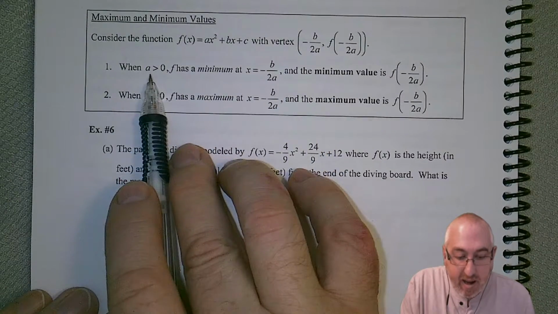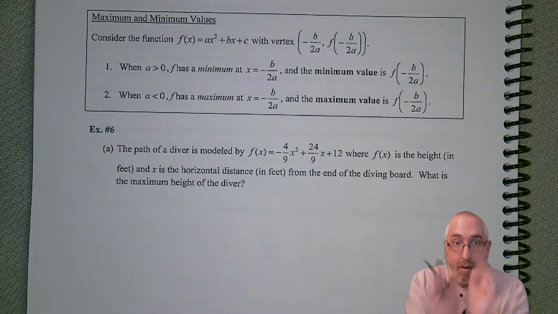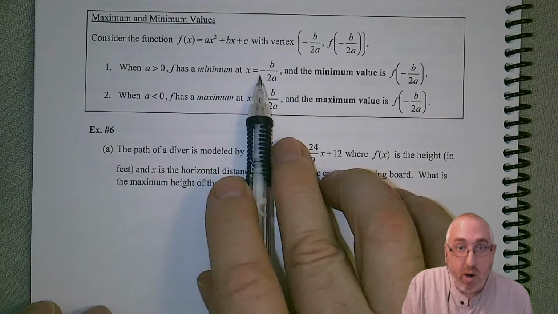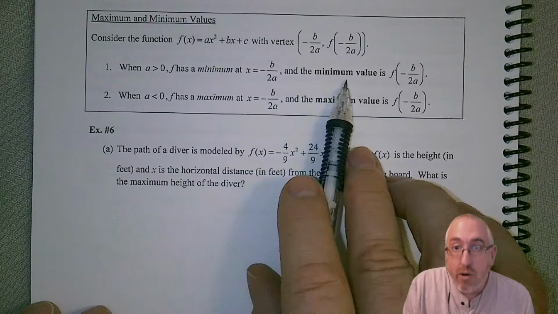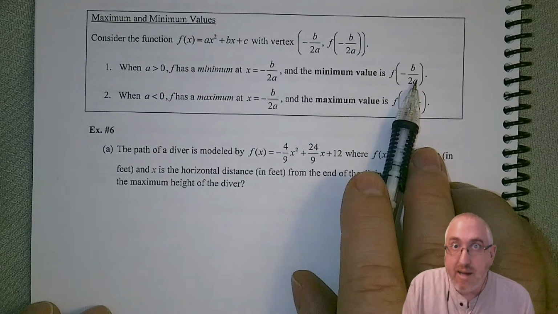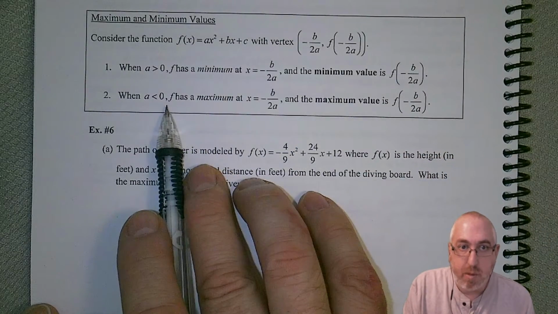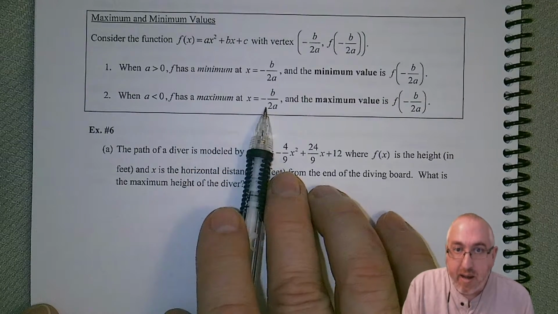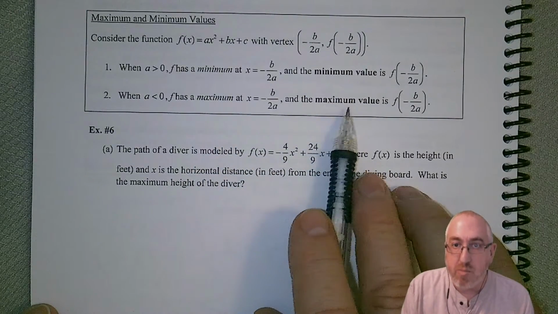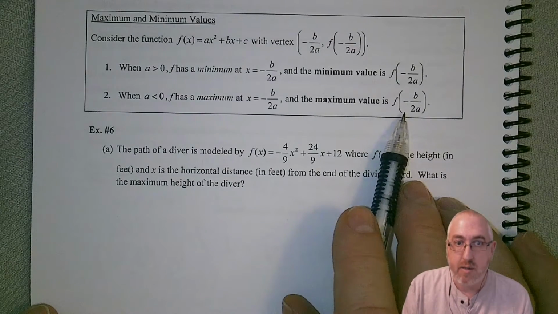So when a is greater than 0, we know it opens up. That means it's going to have a minimum at the axis of symmetry, and the minimum value is whatever the y value is at that vertex. And just the opposite for maximum. When a is less than 0, we know we have a maximum. It'll happen at the axis of symmetry, and the maximum value is the y value at that vertex.